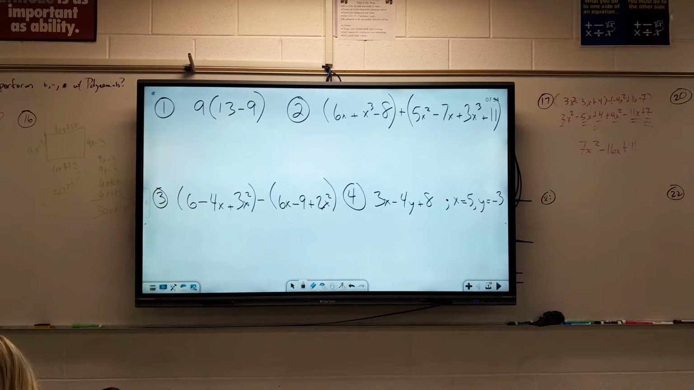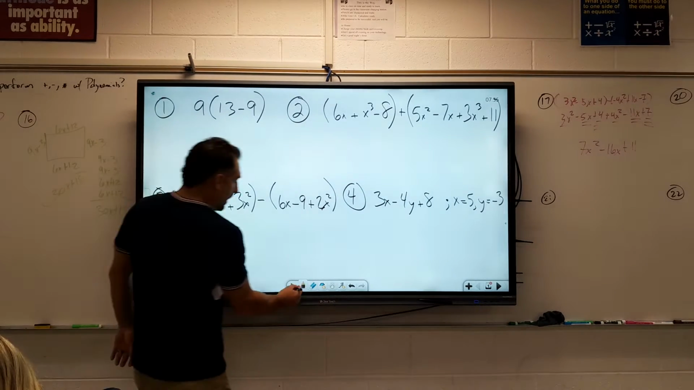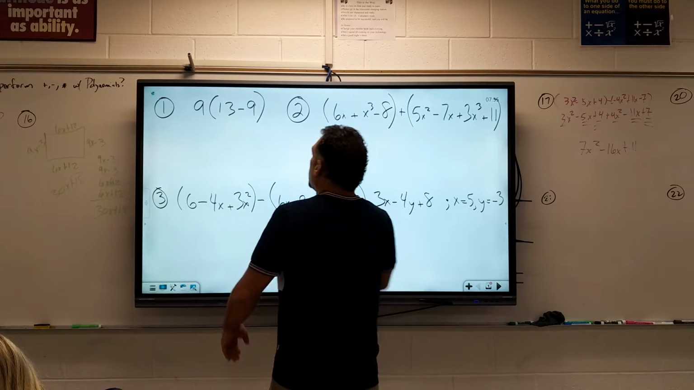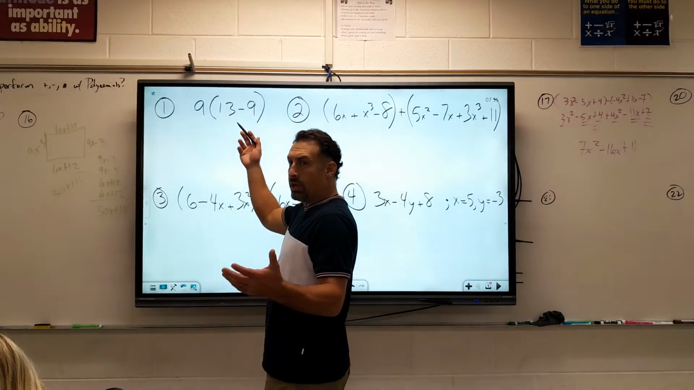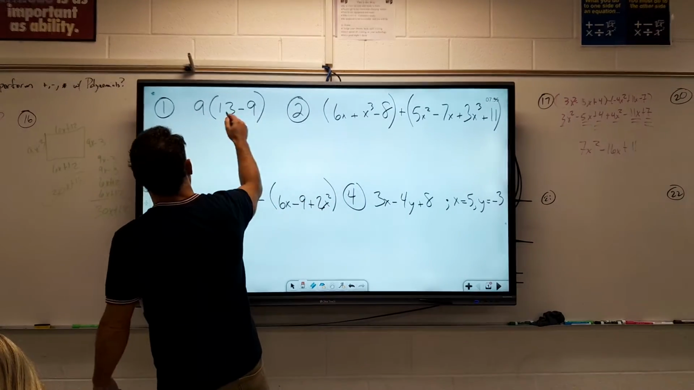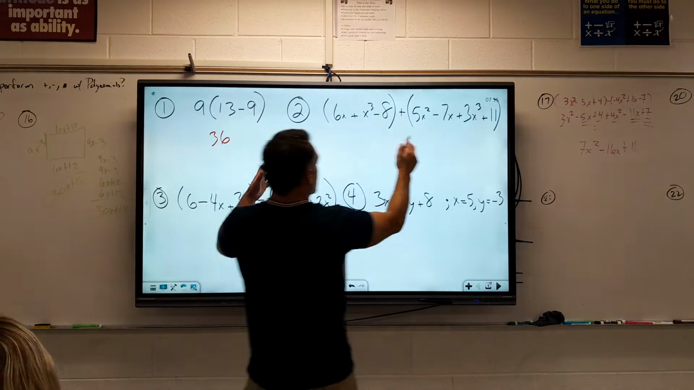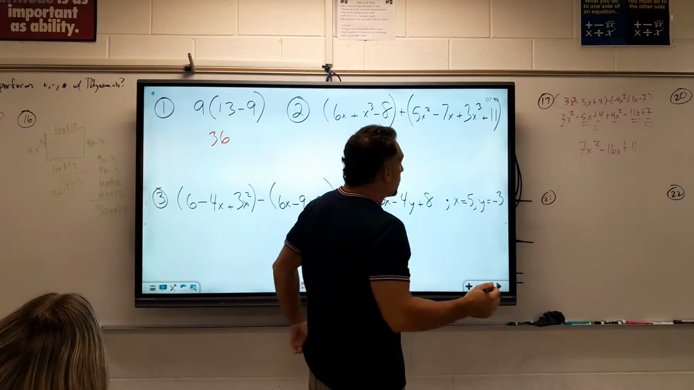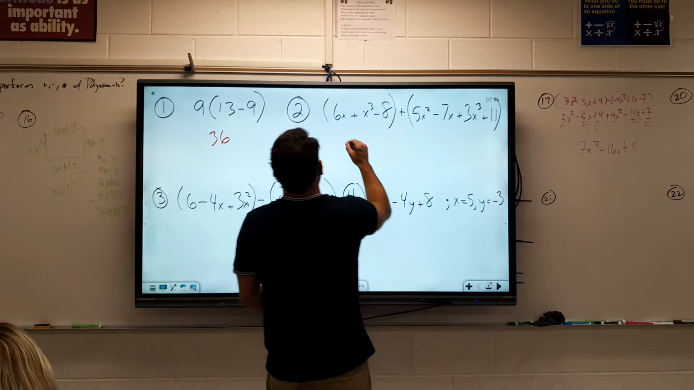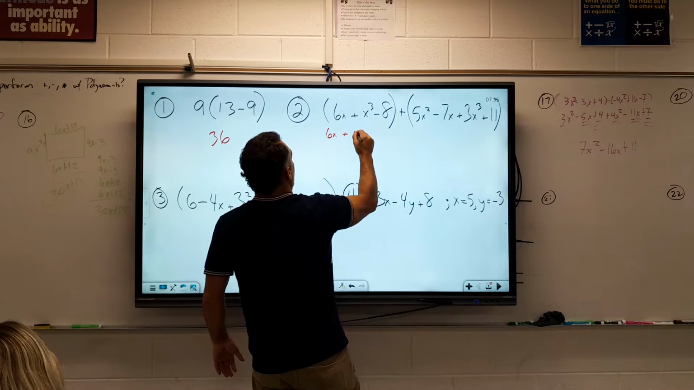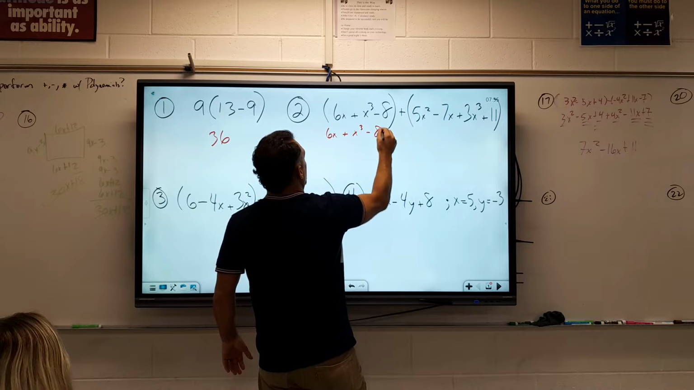Okay, I think a lot of people are done or have given it their best effort. I'm just going to go through some of this quickly. The answer for this one, what do you got? 36. Because 13 minus 9 is 4. 4 times 9, 36. This one, you can shortcut it, but the way I teach it is you just go ahead and rewrite it without the parentheses. Make sure you've done all those steps right.